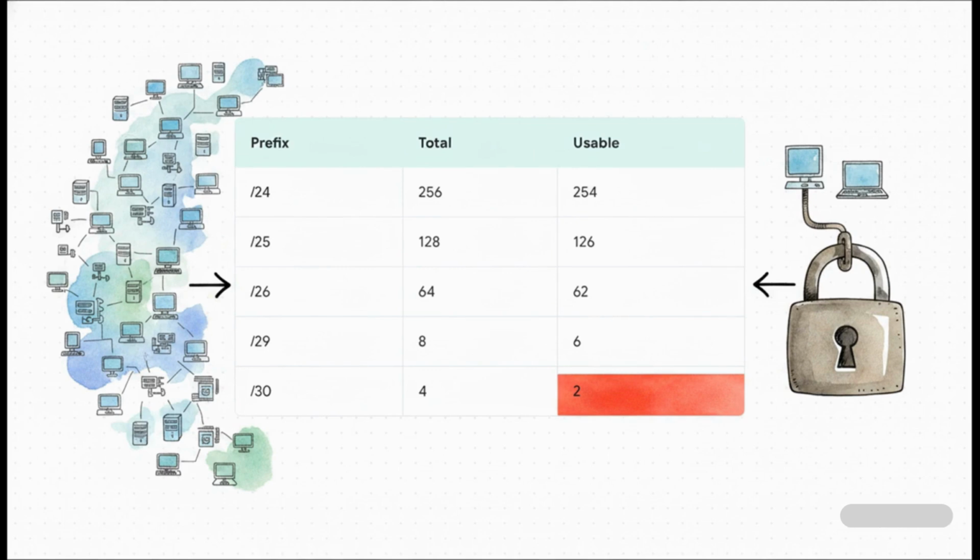For example, a /24 leaves 8 bits for hosts, giving you 256 addresses. But a /30 locks down 30 bits, leaving only 2 bits for hosts, resulting in just 4 total addresses. Notice too that your usable hosts are always 2 less than the total. That's because the first address is strictly reserved to identify the network itself, and the last address is reserved for broadcasting messages to everyone on that specific subnet.